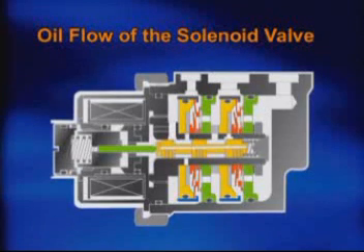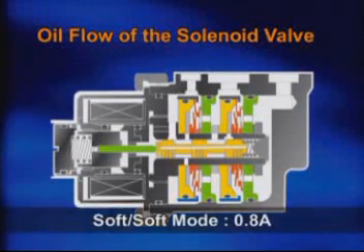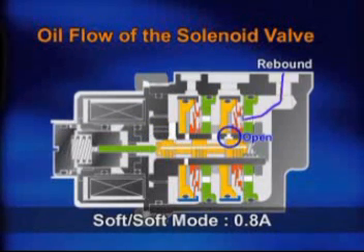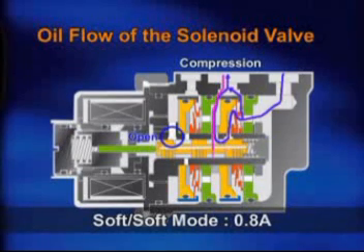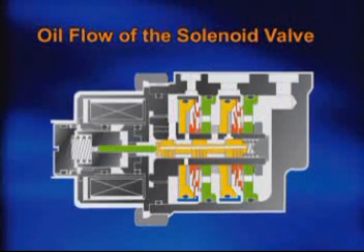Now let's see how the oil flows based on the position of the spool valve. When the applied current is 0.8 amps, the damping force is soft for both compression and rebound strokes. At 0.8 amps, the spool valve passageways are both open. The oil inside the rebound and compression chamber flows easily to the base chamber through the spool valve.